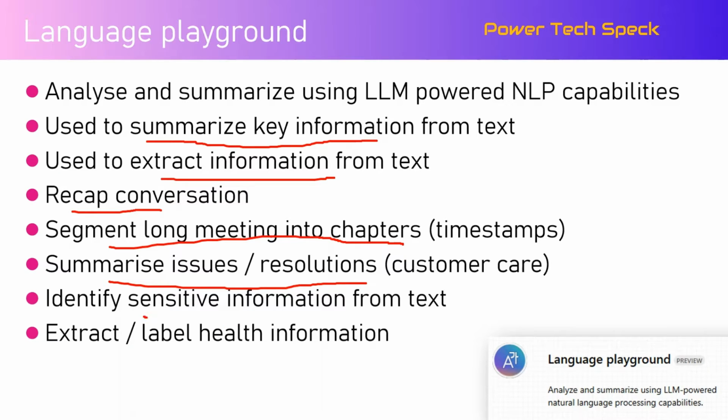It also identifies sensitive information from the text, as I mentioned to you, like if a text has credit card based information, or any personally identifiable information, or any secure information which you classify from your organizational context, then all those things can be extracted from the text and identified. Extract label or health information, this is also useful, so I'm going to show you a couple of examples with regards to that as well.